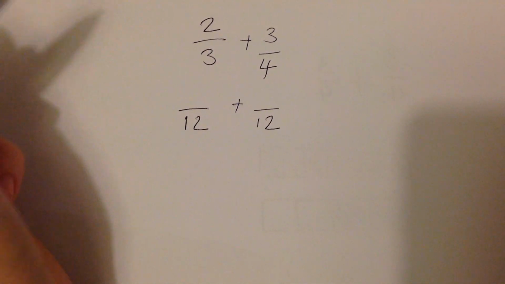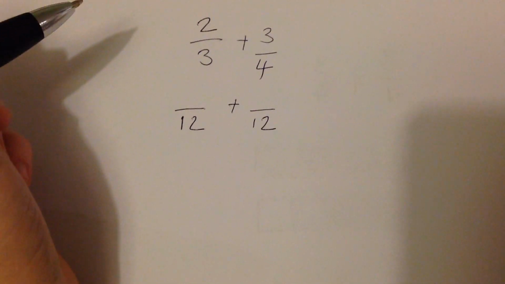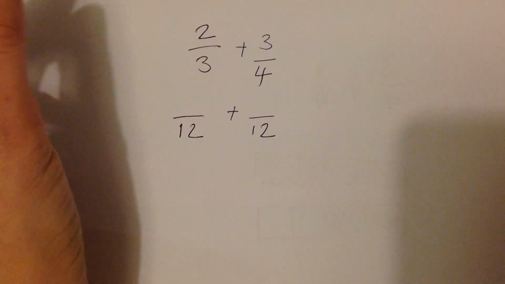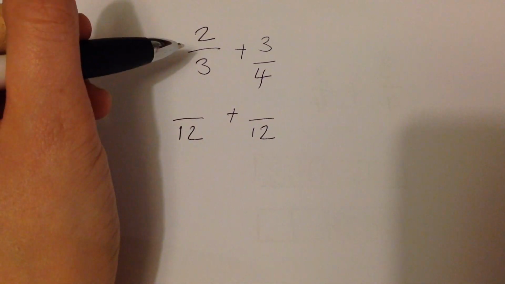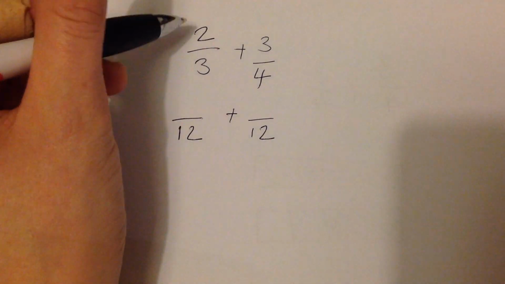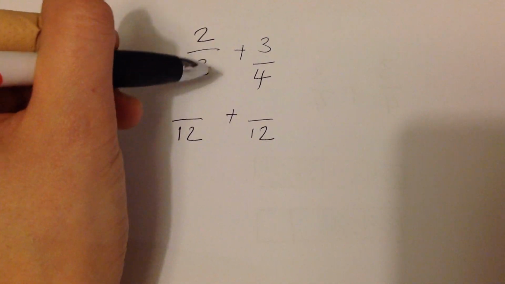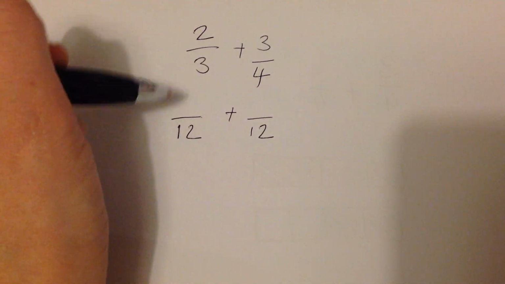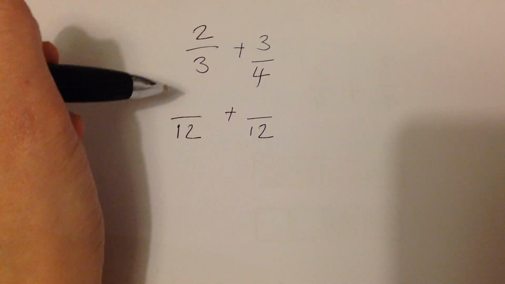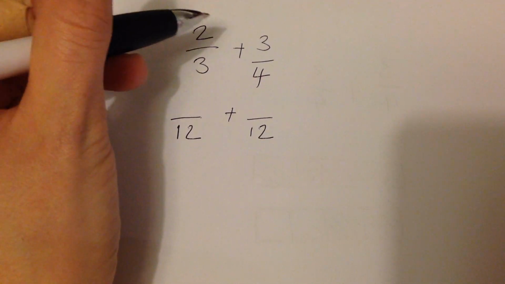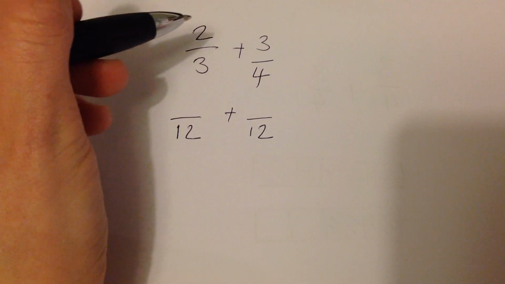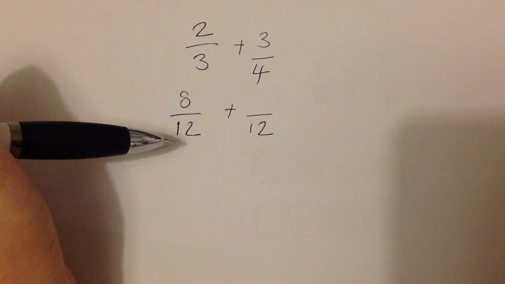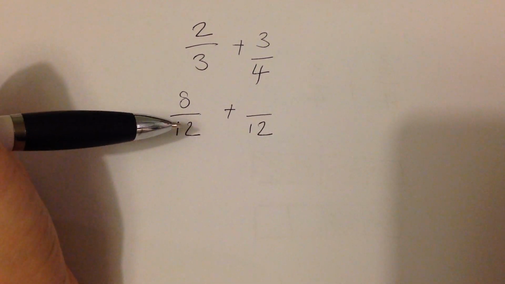Now you might have heard the phrase, what you do to the top, you always do to the bottom, which to a certain extent is true, but we have to be a little bit careful that we are talking about multiplying and dividing and not adding and subtracting. So what I have done to the bottom, the denominator, is in order to get to twelfths, I have multiplied that by 4. So therefore I need to multiply my numerator 2 by 4. So 2 thirds and 8 twelfths are equivalent to each other.